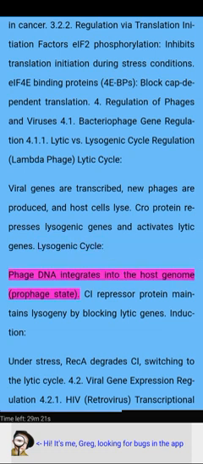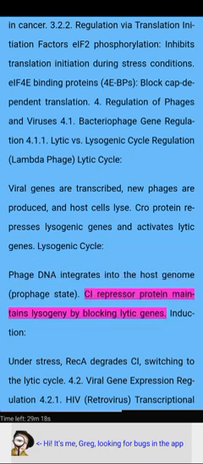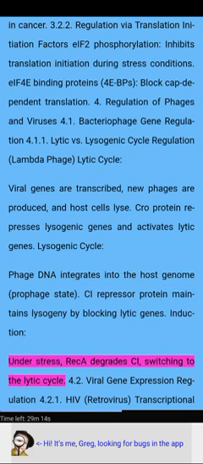Lysogenic cycle: phage DNA integrates into the host genome, prophage state. cI repressor protein maintains lysogeny by blocking lytic genes. Induction: under stress, RecA degrades cI, switching to the lytic cycle.